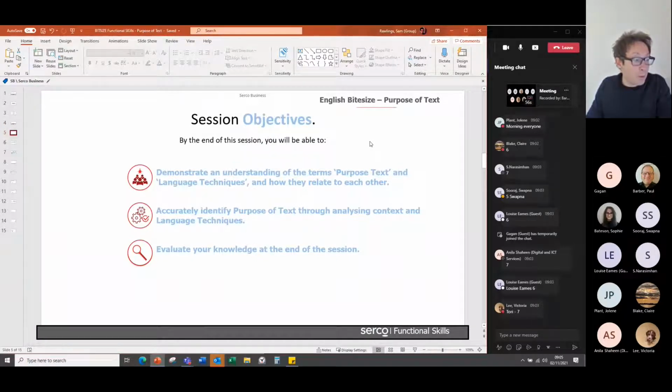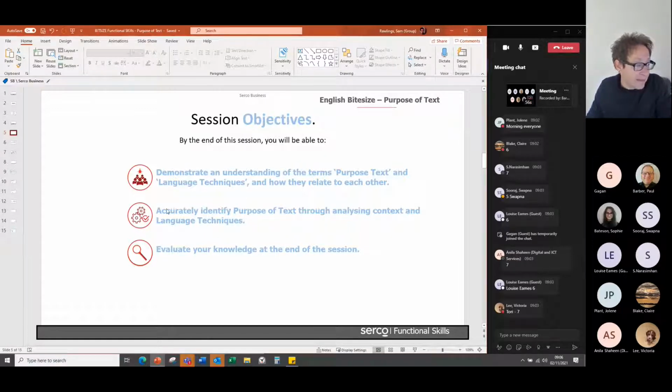In this session, we have two main aims. By the end of the session, you're going to be able to demonstrate an understanding of the terms purpose of text and language techniques, and also understand how they relate to each other. The focus is going to be on purpose of text, but purpose of text and language techniques are very closely related, so you can't really understand one without the other. We will touch on language techniques, but tomorrow at lunchtime, about 12, I'm doing another session where we're going to look at language techniques in a lot more detail. We will build on that there, but we will just introduce the concept in this first objective.